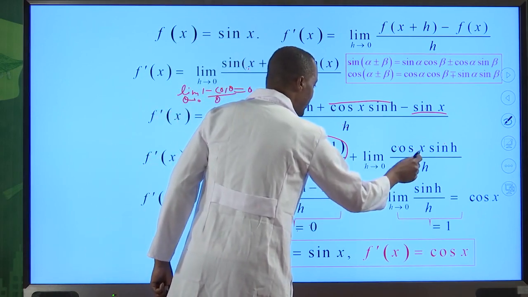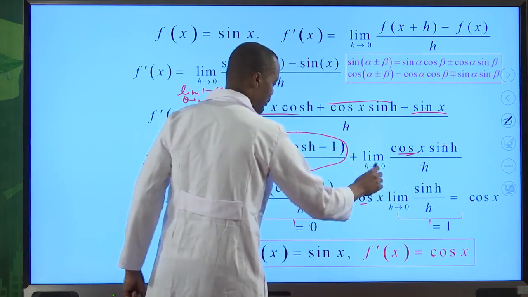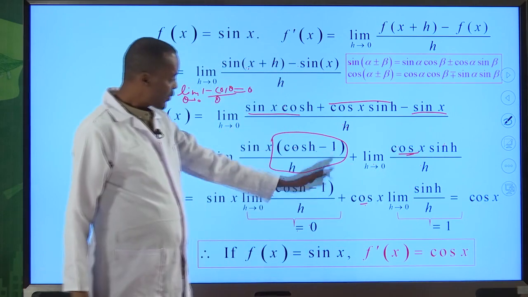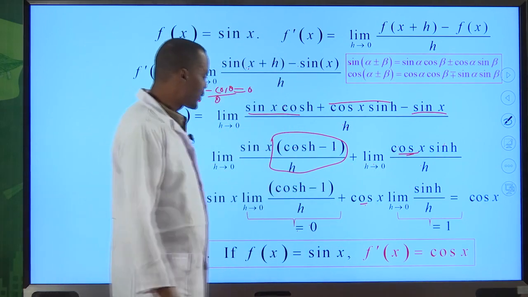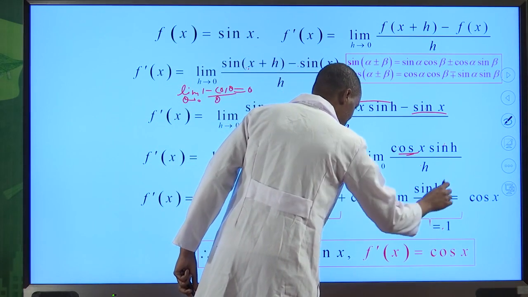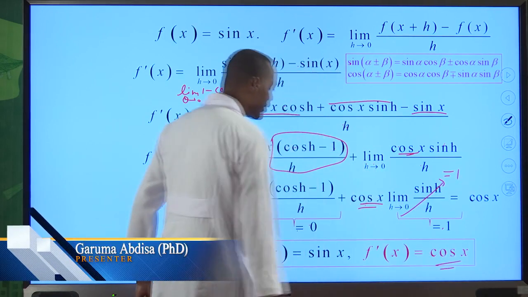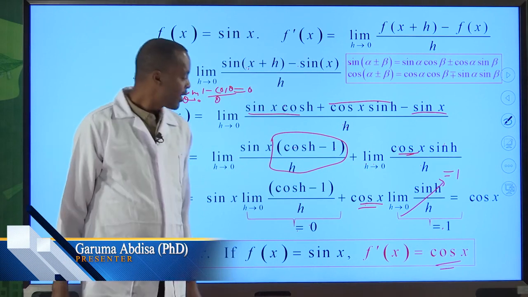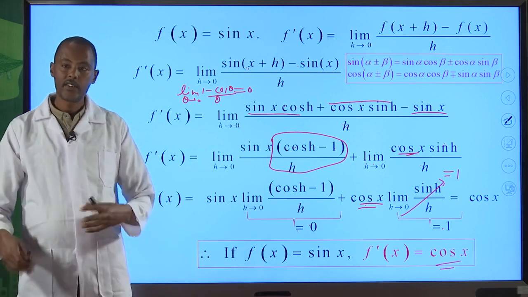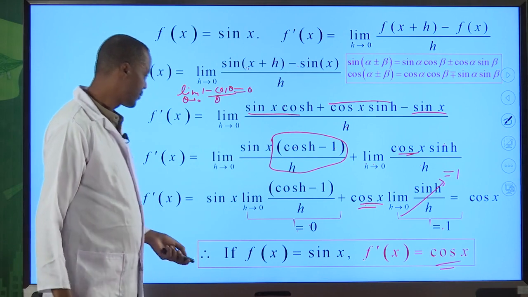Here, if I take cos x outside of the limit, I have sine h over h as h approaches 0. This is also one of my special limits. That is the limit of sine x over x as x approaches 0. So this becomes 1, and this term as a whole is equal to 1. 1 times cos x is simply cos x. That is the derivative of sine x. And you can appreciate how the special limits make life simpler for us to find derivatives of trigonometric functions.